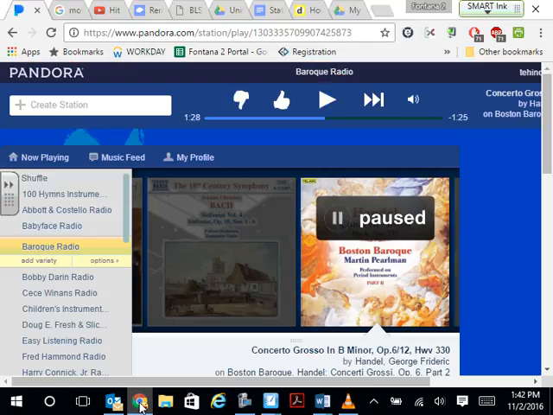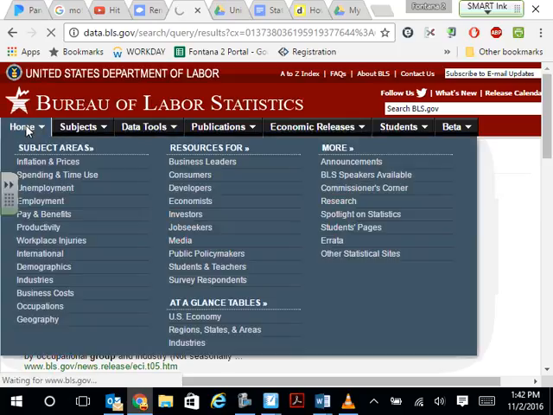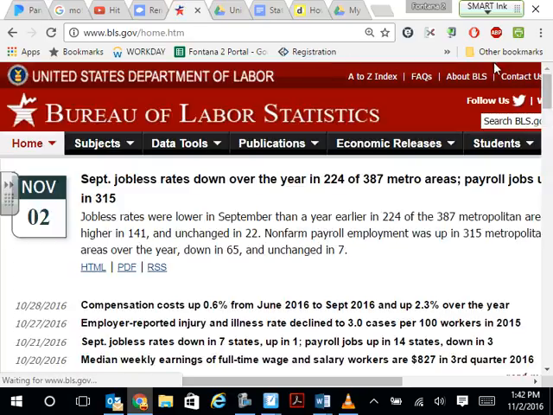Once you do that, you have this link here, employment by major occupation group. Okay. Once you click on that, it'll go to a table. So right now I'm just going to check for you to make sure that either you're here or you're at that table. Because once you get to that table, that's where you're going to start searching your group, and you're going to put in some numbers.